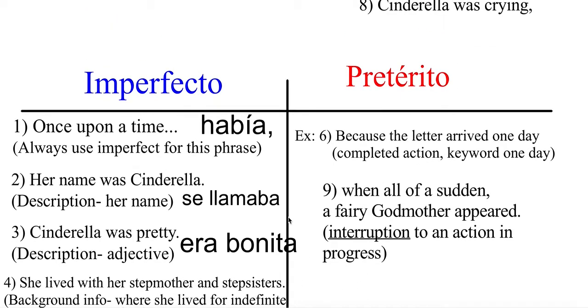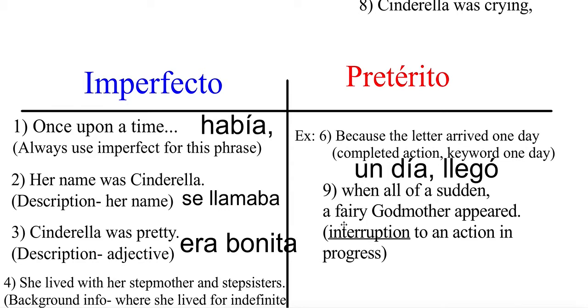So let's go over to the reasons for the preterite here. There were only 2 really that were in this example that we had. So el pretérito, you have number 6, because the letter arrived one day. The answer was a completed action, and the key word that you have is one day, un día. So if you say un día llegó una carta, completed action, one day it arrived. So that's a reason for the preterite.